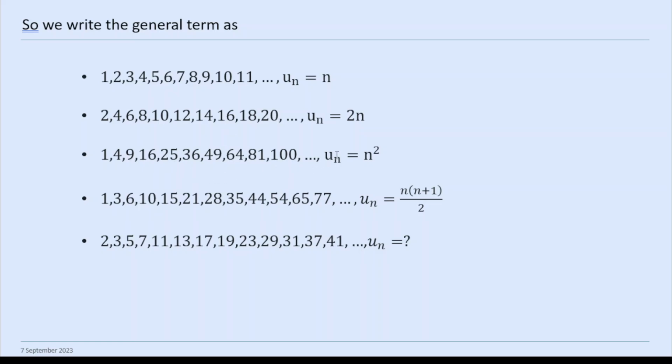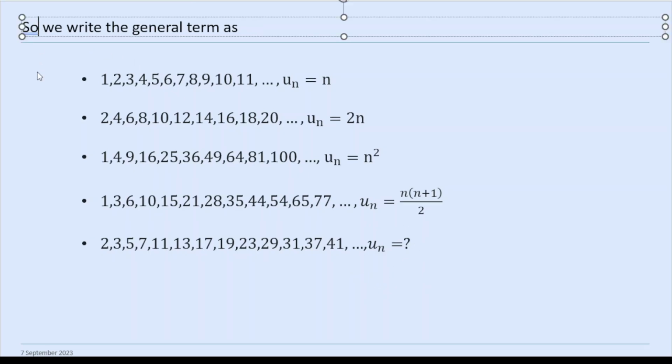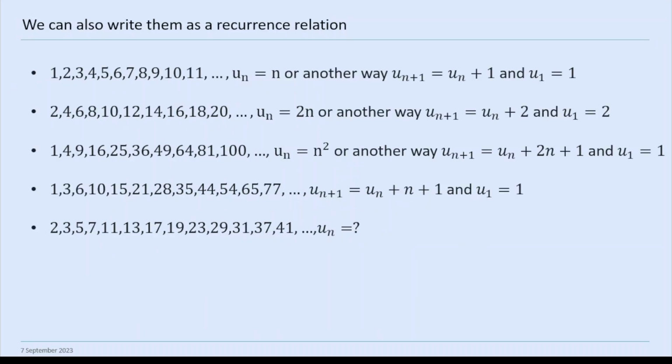For the square numbers, Un equals n squared. For the triangular numbers, Un equals n(n plus 1) over 2. And it's quite interesting to satisfy yourself that that's happening. Let's just try the fourth term, which is 10. Put in 4 here, you get 4 times 5 over 2, which is 20 over 2, which is 10. And there is no general term for the prime numbers. Basically, they don't have a general term. It's one of the joys of the prime numbers.